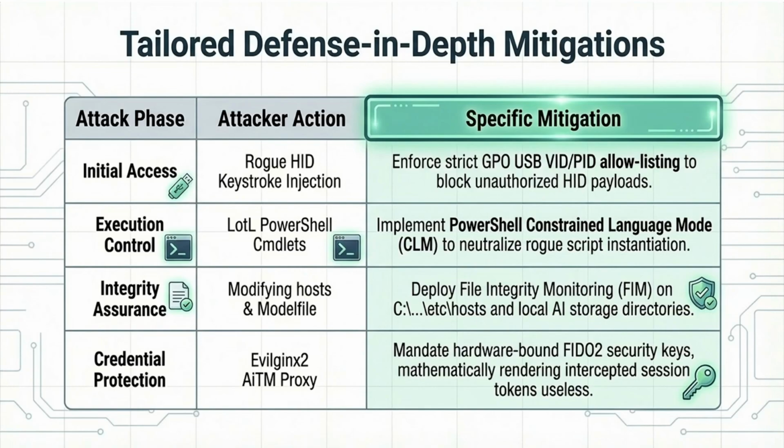We need strict GPO allow listing for USB VIDs and PIDs to block rogue HID payloads. We must enforce PowerShell constrained language mode, and to defeat the Nginx token theft at the very end, organizations must adopt FIDO2 hardware security keys, which mathematically bind the session to the legitimate TLS channel.